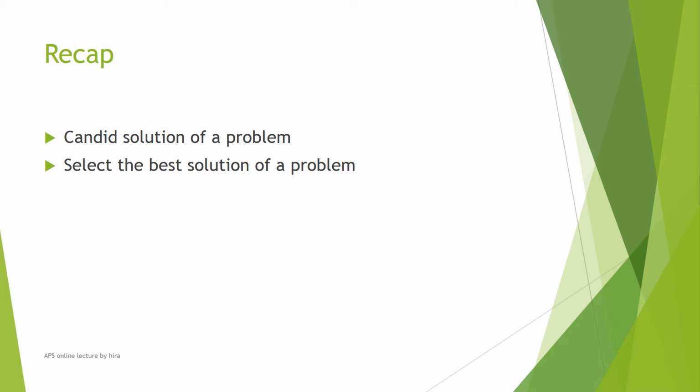First we recap the previous lecture in which we discussed the candidate solution of the problem and selecting the best solution. In the candidate solution we discussed that the list of all possible solutions of a problem is called the candidate solution, and when we choose only one best solution of the problem, it is called selecting the best solution of a problem.